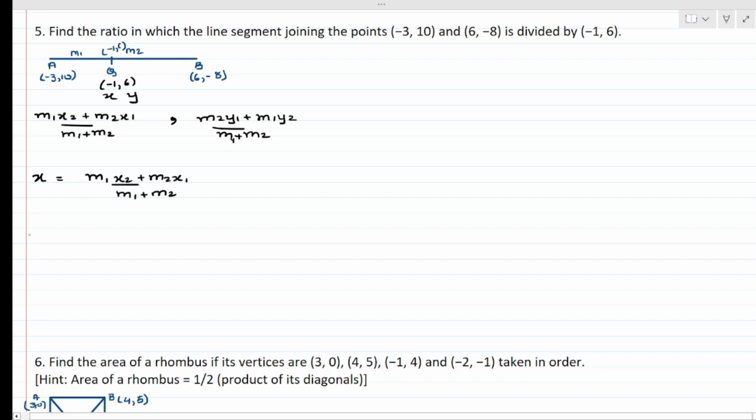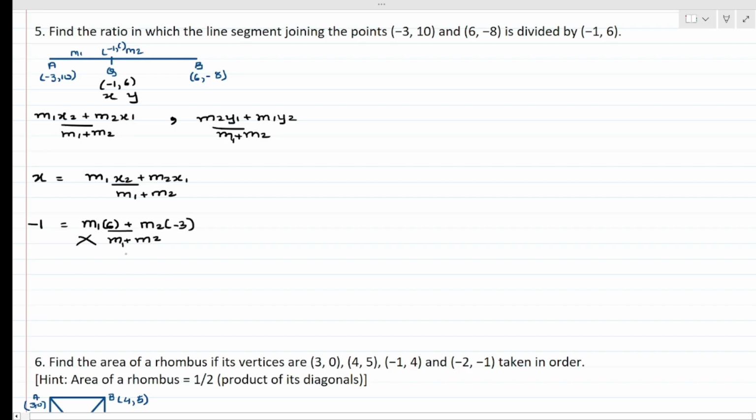My x over here is minus 1. So I simply write over here minus 1 is equal to, I don't know my M1, so I will just write M1. Okay, what is my x2? My x2 is 6. So you will write 6 plus M2. Again, I don't know. What is my x1? It's minus 3 upon M1 plus M2.